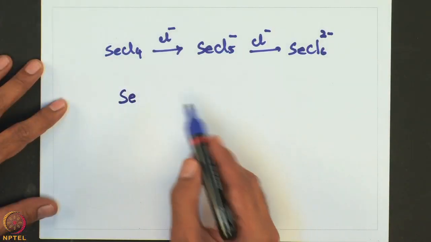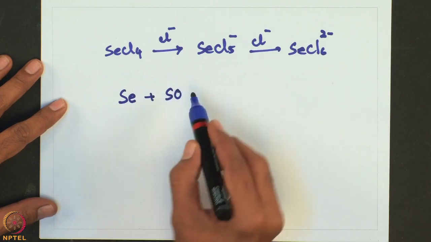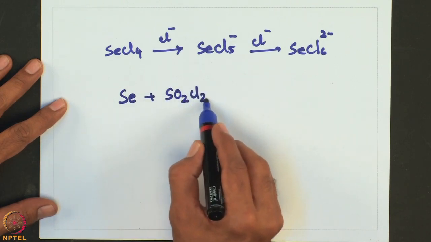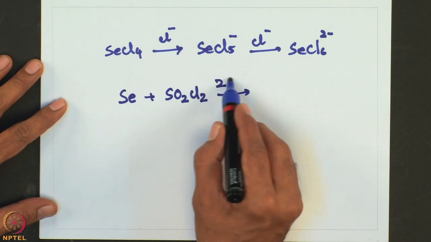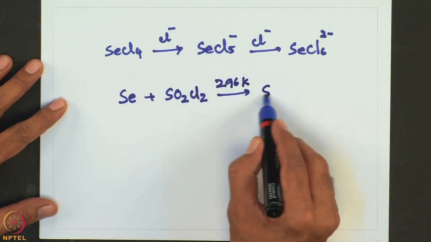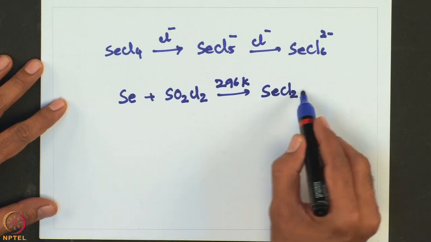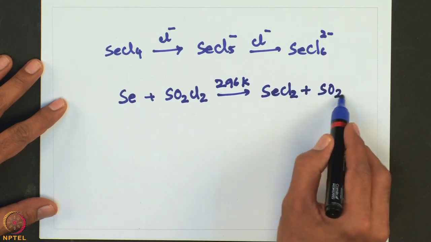The isolation of dihalides of selenium and tellurium has only been achieved for selenium dichloride and selenium dibromide. Selenium dichloride is a thermally unstable red oil. Selenium dibromide is a red brown solid. For example, if you take selenium powder and treat with SO2Cl2, sulfuryl chloride, at 296 Kelvin, it leads to the formation of selenium dichloride through the formation of SO2.